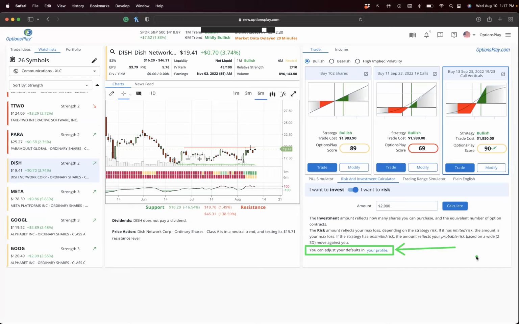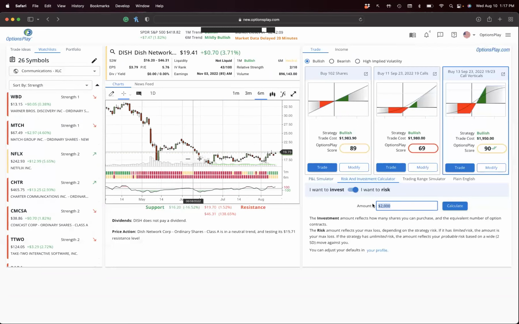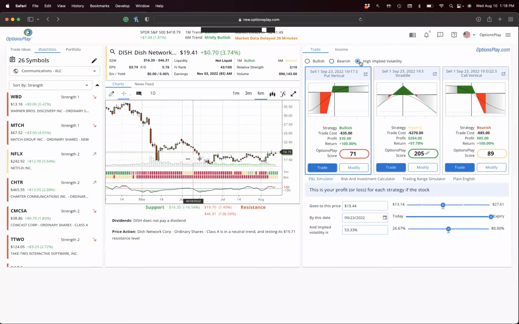So for every one of you that have responded no, go into your risk and investment calculator, click on this button here and go and set your settings. Make sure that you click that you risk no more than 2% of your total portfolio, enter your portfolio value and save this as default. And every time you go to your risk and investment calculator, it will have this number pre-calculated based on what your risk tolerance is, and click on calculate and it will automatically calculate the number of contracts on your behalf. You can do this for bullish strategies, you can do this for bearish strategies, and you can do this now for implied volatility strategies. So now what we cover are the credit spreads.